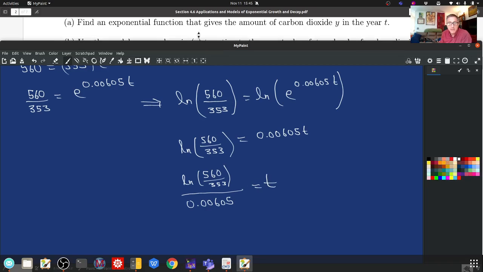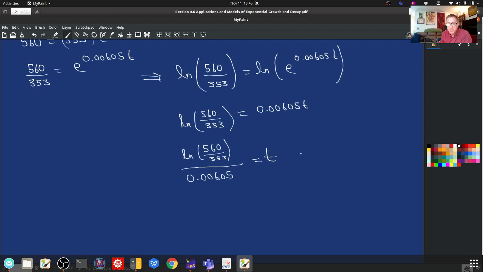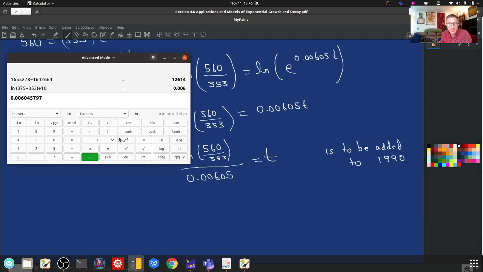So let's find out what year this is going to occur. And remember, our value t is to be added to our 0 year, which is 1990. Because remember, we zeroed out at 1990. So where's my calculator? There's my calculator. So let's figure this out. So the natural log of 560 divided by 353. This is going to be divided by, here we go, a really small number, 0.00605. I didn't write down that leading 0, but that's okay, and I'm sure you can forgive me.